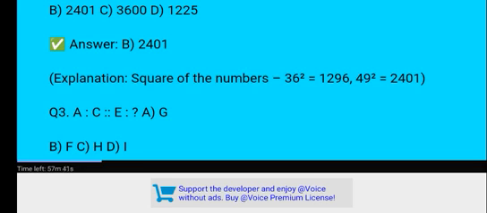Figure analogy. First image: triangle inside a square. Second image: circle inside a square. Third image: triangle inside a pentagon. What should be the fourth? A, circle inside pentagon. B, pentagon inside circle. C, square inside circle. D, circle outside pentagon. Checkmark, answer.